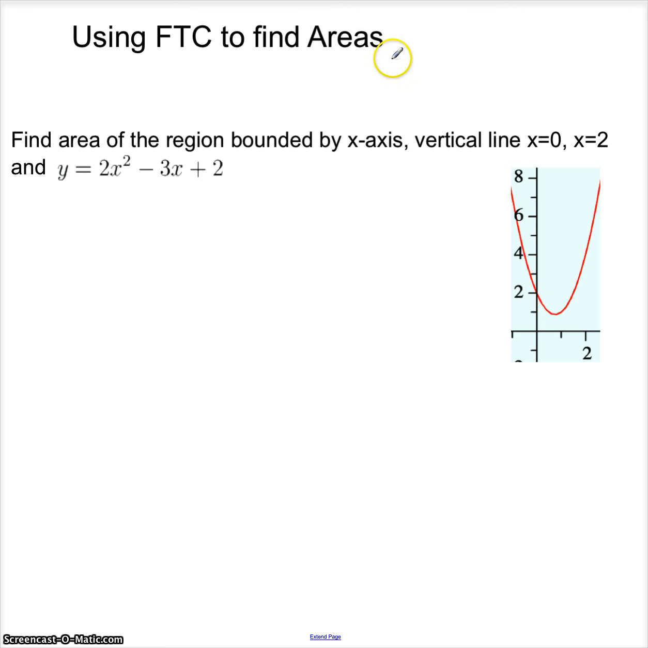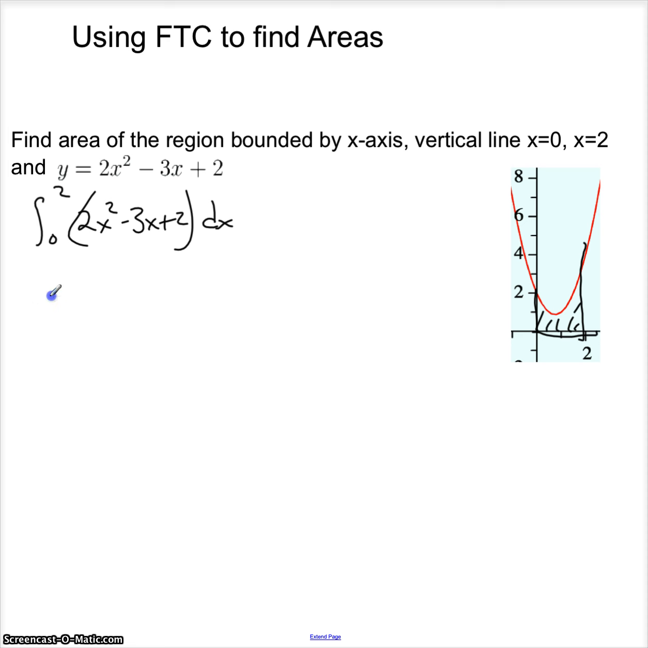Now we're going to look at using the fundamental theorem to find areas. We've kind of already touched on this. The area between x equals 0, x equals 2, and this curve is very straightforward. Basically what we're going to do is just integrate this from 0 to 2. Go on and make sure you do your sketch so you understand that you're finding this area right here.